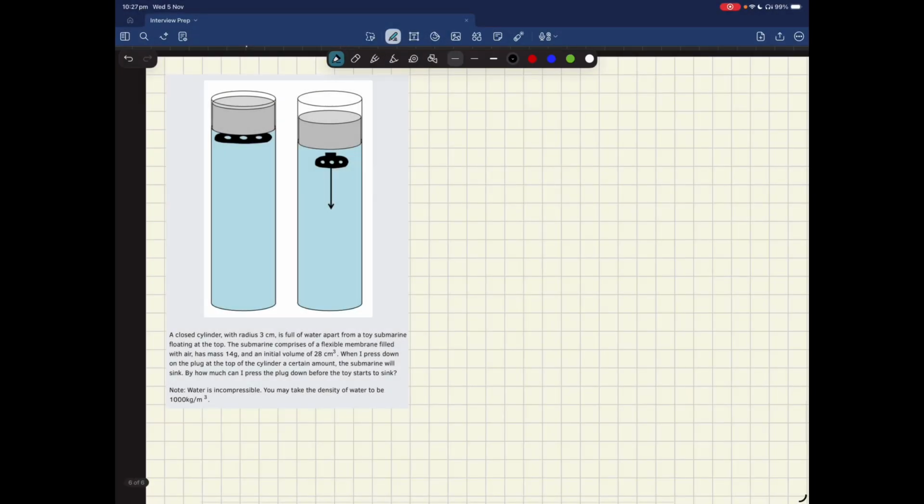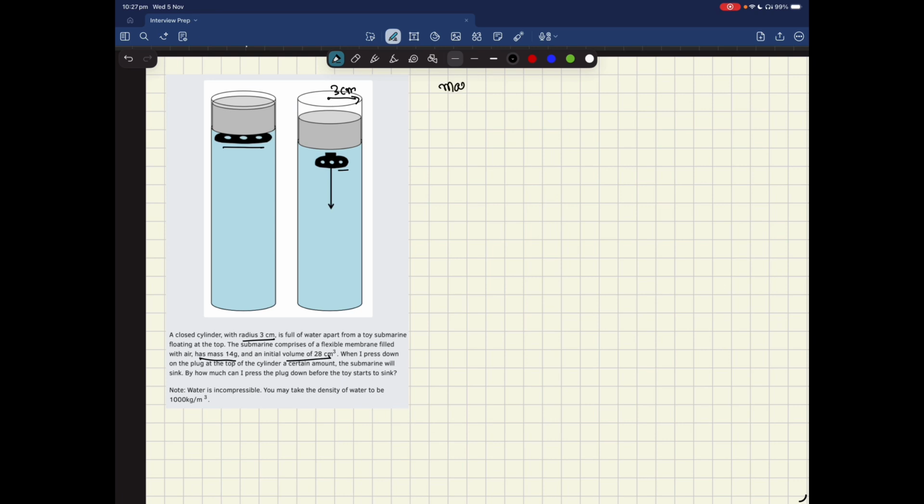Okay, so here we have this question. A closed cylinder with radius 3 centimeters. So I'm just going to draw that one and say that's 3 centimeters. It's full of water apart from a toy submarine floating at the top. So that's the submarine. And the submarine comprises of a flexible membrane filled with air, has a mass of 14 grams and initial volume of 28 centimeters cubed.